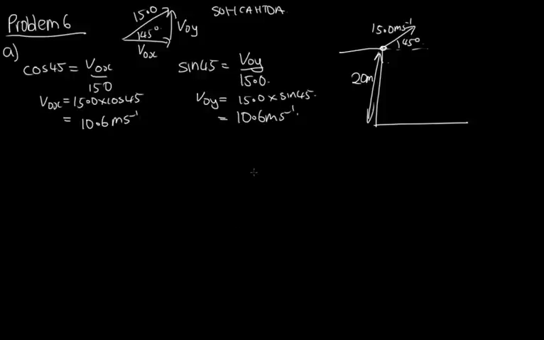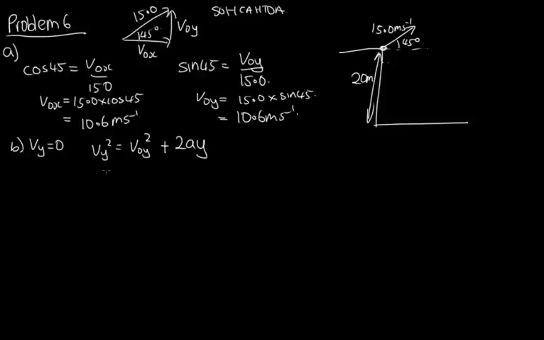Okay, so that's the answer to part A. For part B, we now need to calculate the maximum height above sea level. In order to do that, we need to think about what we know happens at that maximum height. Well, at that maximum height, the vertical velocity is equal to 0. And so we can use our equation Vy squared is equal to the initial vertical velocity squared plus 2a times the height to which it's risen.